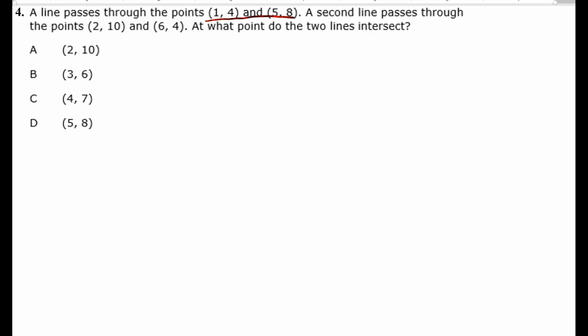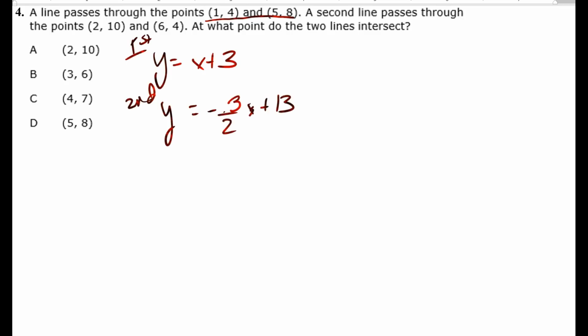And so yeah. All right, so we said equation 1 was y is equal to x plus 3, and this is for the first. And then for the second, we got y is equal to... am I on the right equation? Yeah, I was looking at the wrong thing. It was a negative 3/2, there we go, x plus 13.